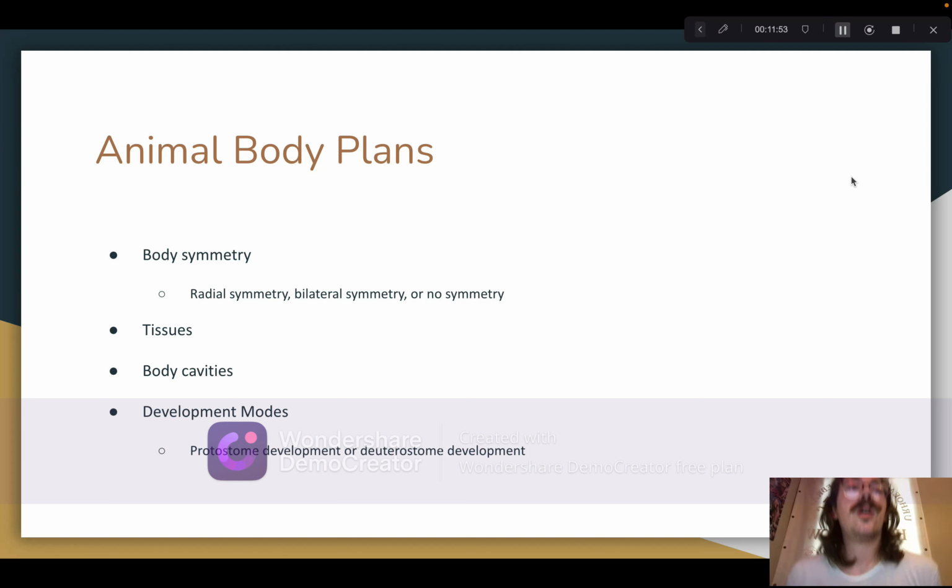Coeloms are cavities that are located within the mesoderm. They support a coelomate's, which is an animal that forms a coelom, internal organs and are only present in triploblastic animals, because they're products of the mesoderm.